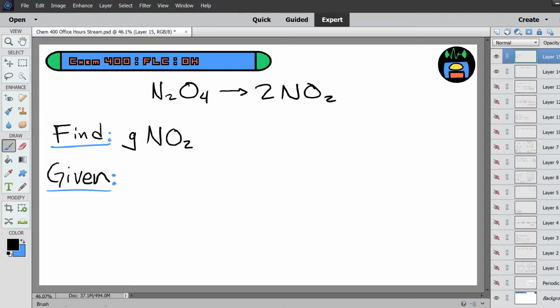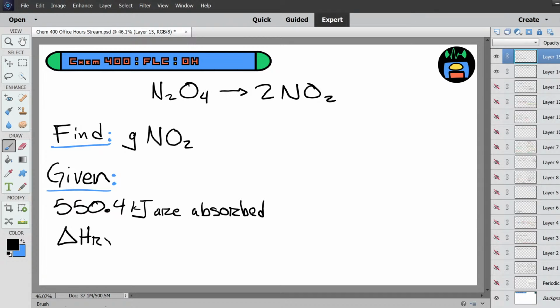Okay, so we're trying to find grams of NO2. What we're given is, whoops, I'm going to slightly tweak the numbers. We're going to say that we were given 550.4 kilojoules of energy are absorbed and that our change in enthalpy for this reaction is 58.2 kilojoules per mole.